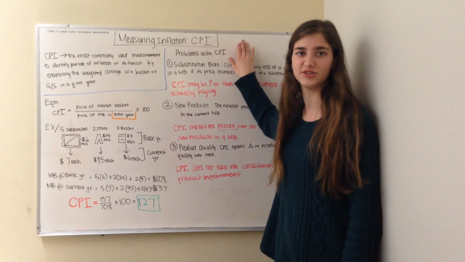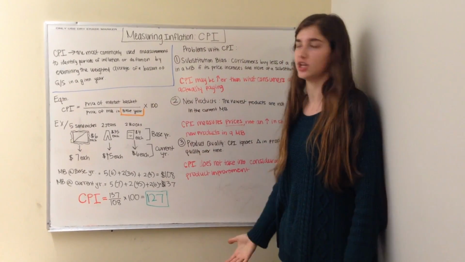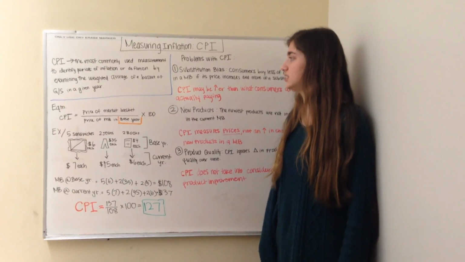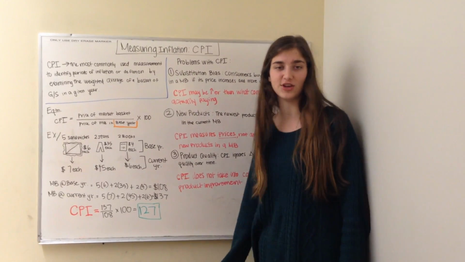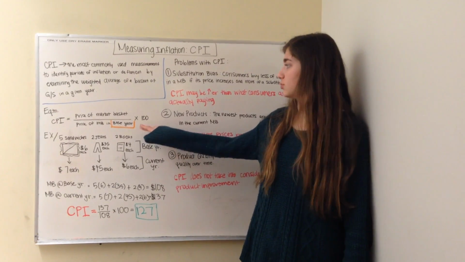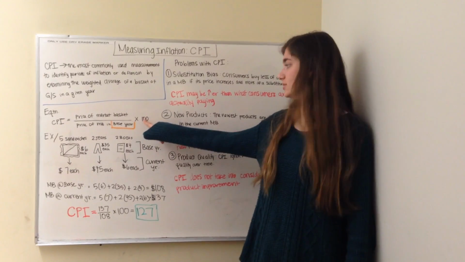Okay, so here we have measuring inflation in terms of CPI. First we have the CPI definition, which is the most commonly used measurement to identify periods of inflation or deflation by examining the weighted average of a market basket in a given year of goods and services. For our equation, we have CPI equals the price of the market basket over the price of the market basket in a base year times 100.